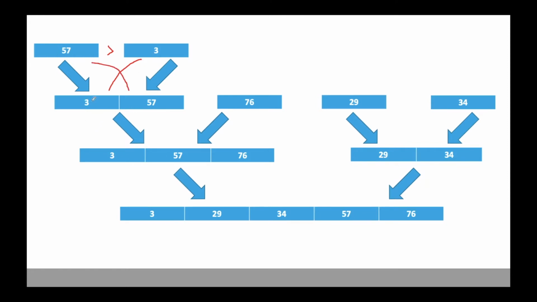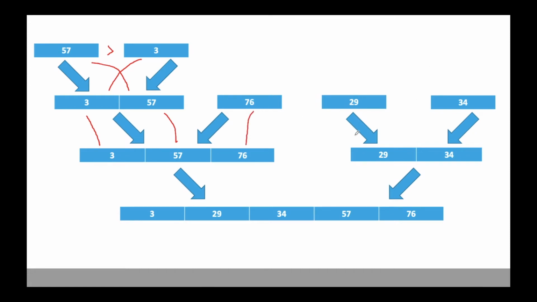Now we have 3 and 57 being compared to 76. So we take the first element on the left, which is 3, and we take the first element on the right, which is 76. And we see that 3 is smaller than 76. So 3 would go down first. Then we take the second element, because the first element's already been put into the sorted section, and so we have 57 and 76. Now 57 is smaller than 76, so 57 goes down. And then since there's no other elements, 76 goes down.